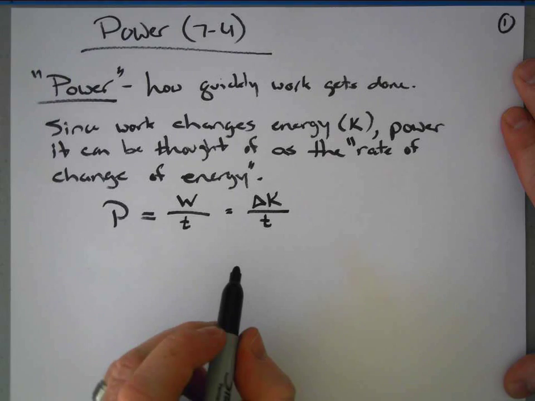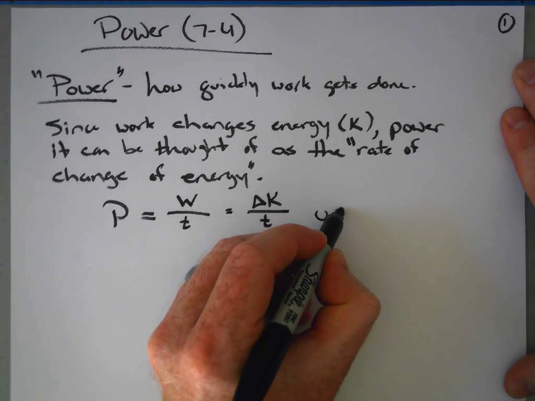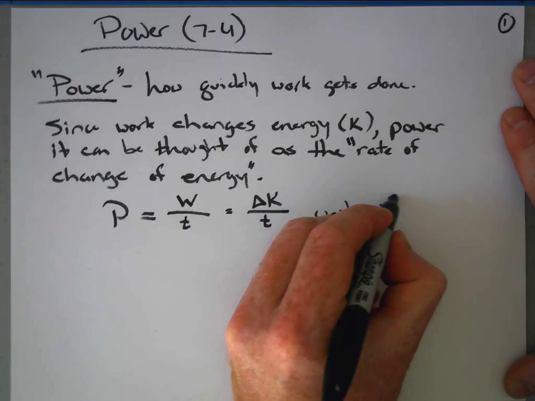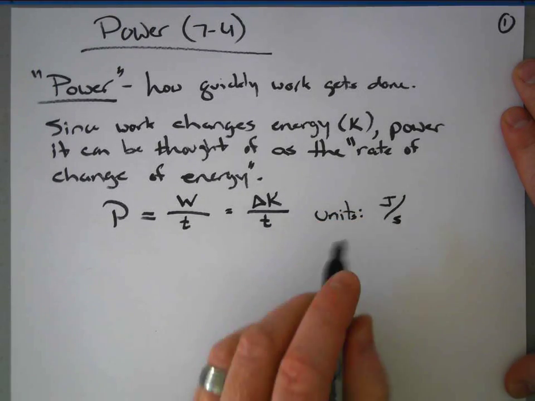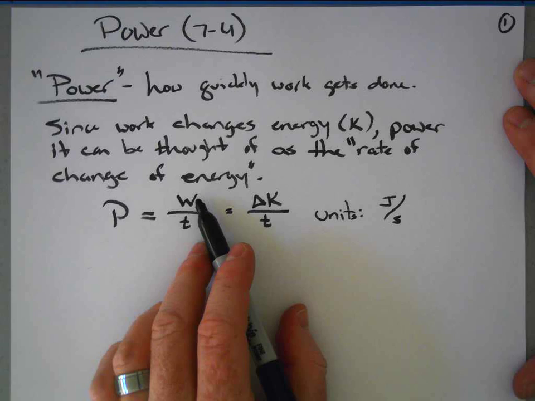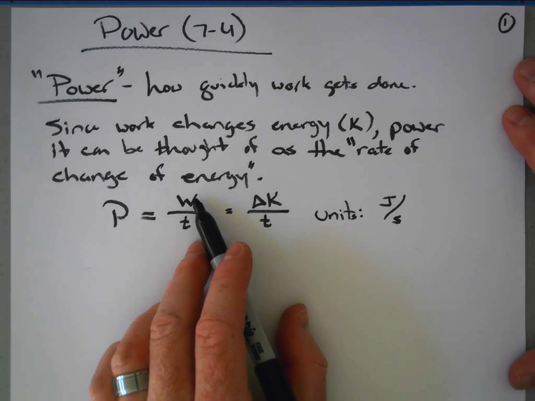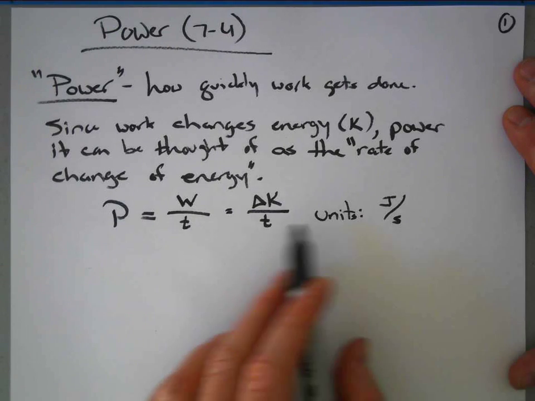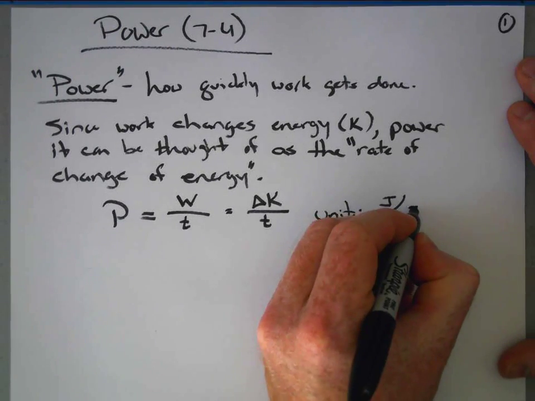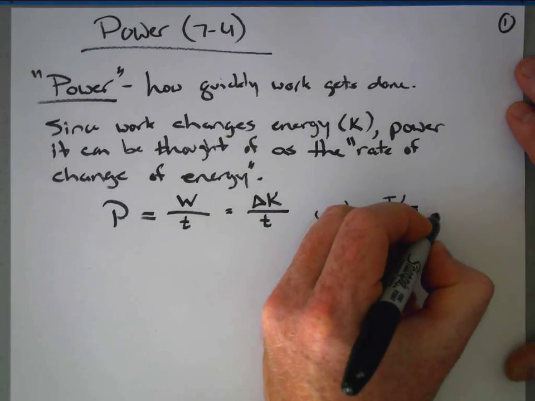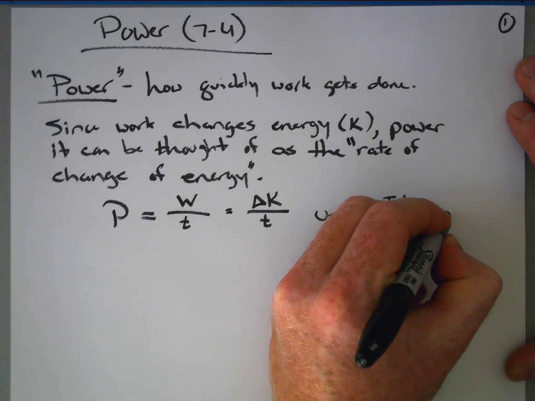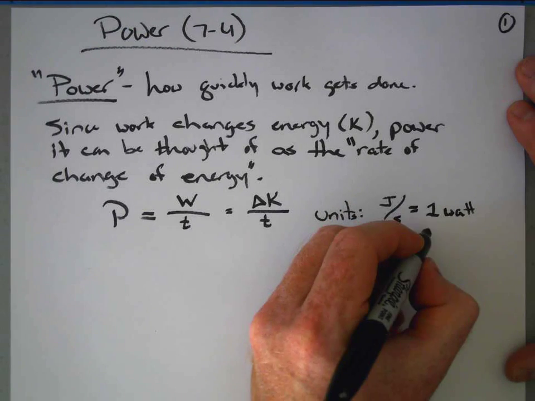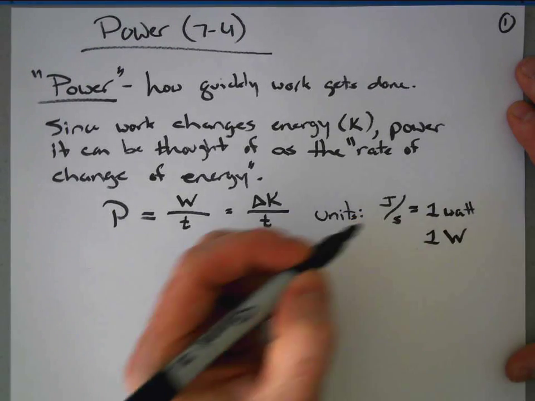Same idea. Now our units here for power are the joules per second. So we have joules for work, or joules for change in kinetic energy, and divide by seconds for a time. Well, 1 joule per second is equivalent to 1 watt. And the symbol would be a capital W.